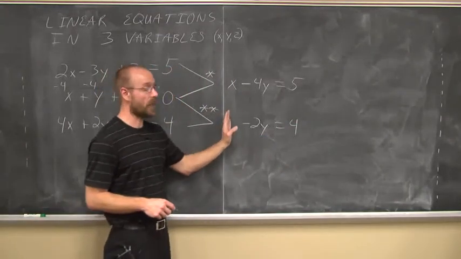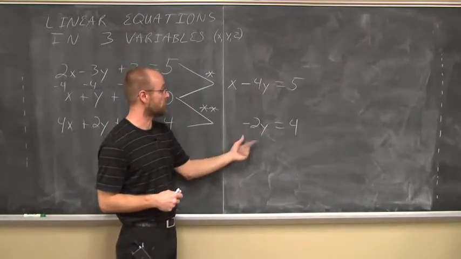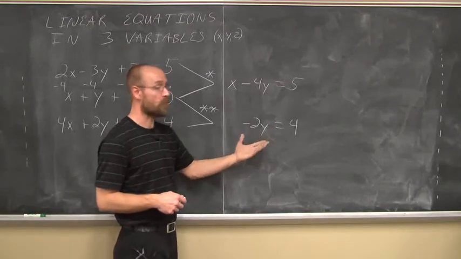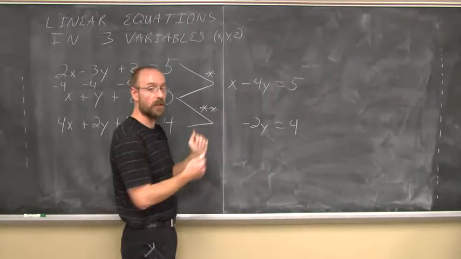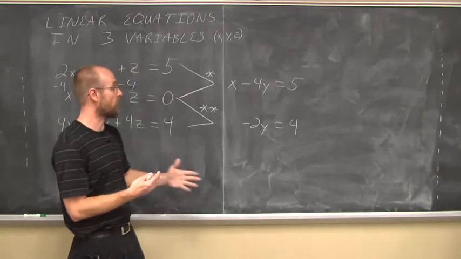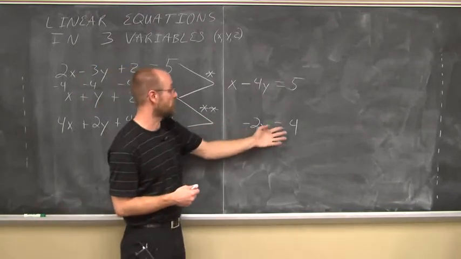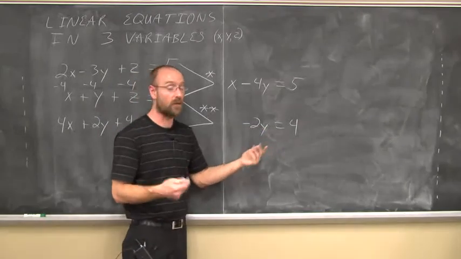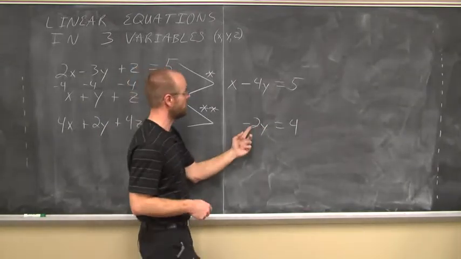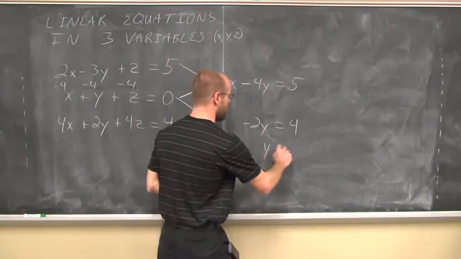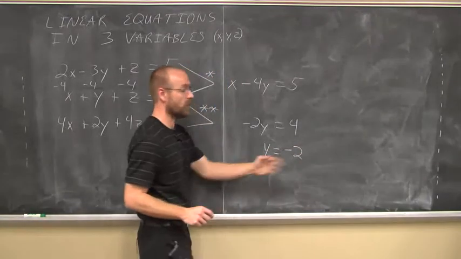Now, because the x's also eliminated themselves, now I can solve this for y. Essentially, once we have our two equations, we want to work them backwards. Maybe we want to do substitution or elimination here. And I could do elimination y. This is a value I could solve for. So let's go ahead and solve for that. Divide both sides by negative 2. And I find y is negative 2.